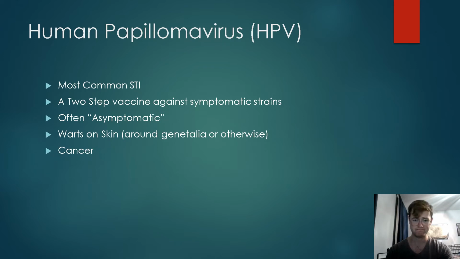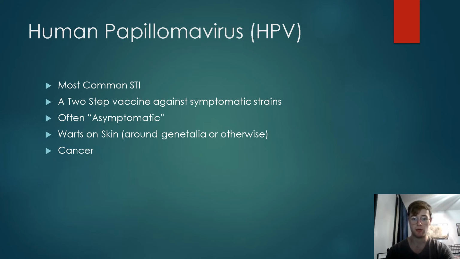There is a 2-dose vaccine available against the strains of HPV that are common to cause symptoms, yet there's still strains that don't cause any obvious symptoms. HPV can be asymptomatic, with many not knowing that they even have it before it might show up in a pap smear, like our patient. If there are symptoms, it's common to have warts, genital or in other parts of the skin. But the biggest deal with HPV is cancer.